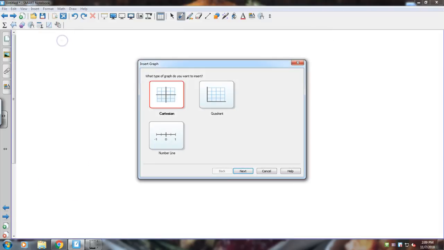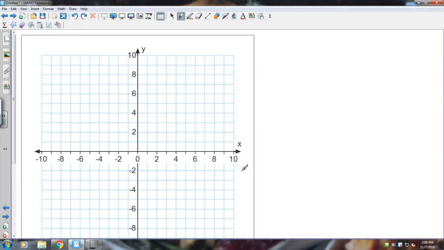Hey, guess what number 20 is? It's a graph. Woo! It's in a little bit different form. Graphs are fun. They are time consuming. I would agree with that.